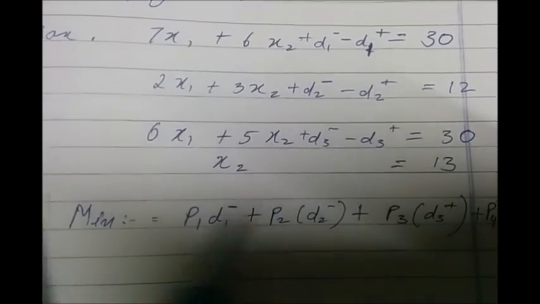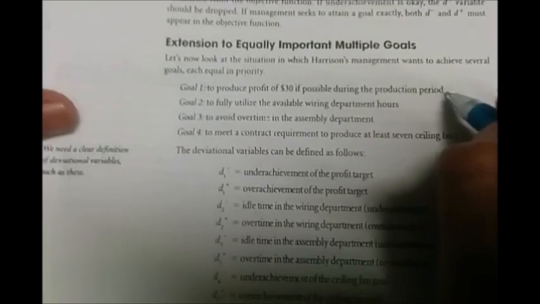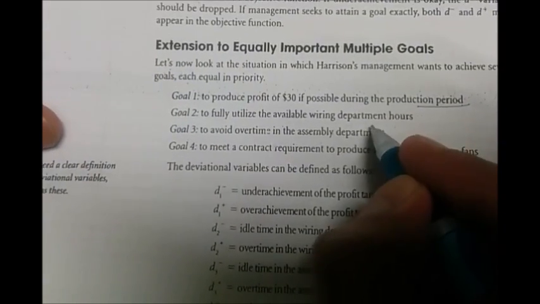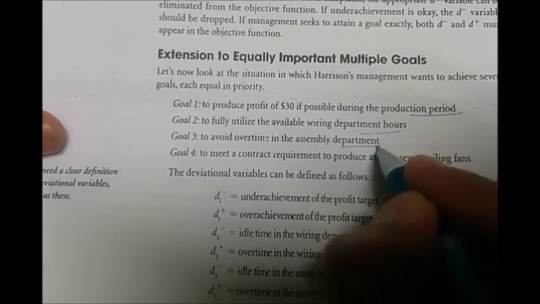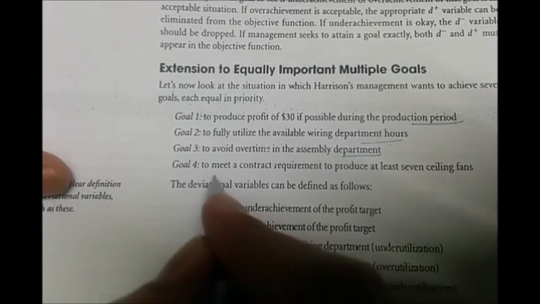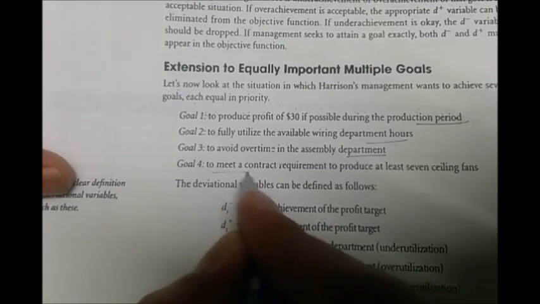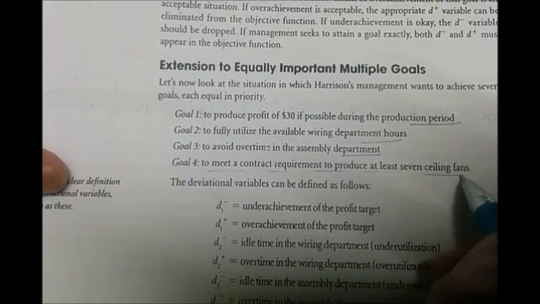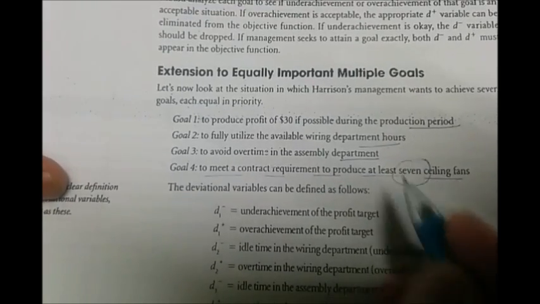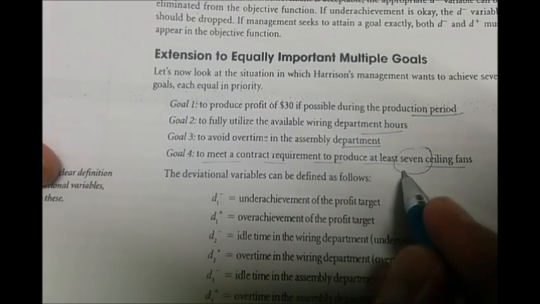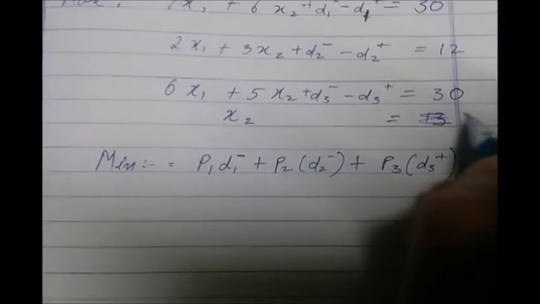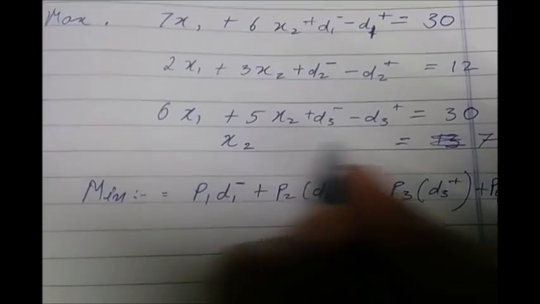Now these are the actual goals that are provided in front of us. First goal is to achieve a profit of 30. The second is about some resource 1. The third is about some resource 2. Now the fourth says to meet the contract requirement to produce at least 7 ceiling fans. So I need to produce at least 7 of x2. So here I have written it wrong. x2 will be 7.